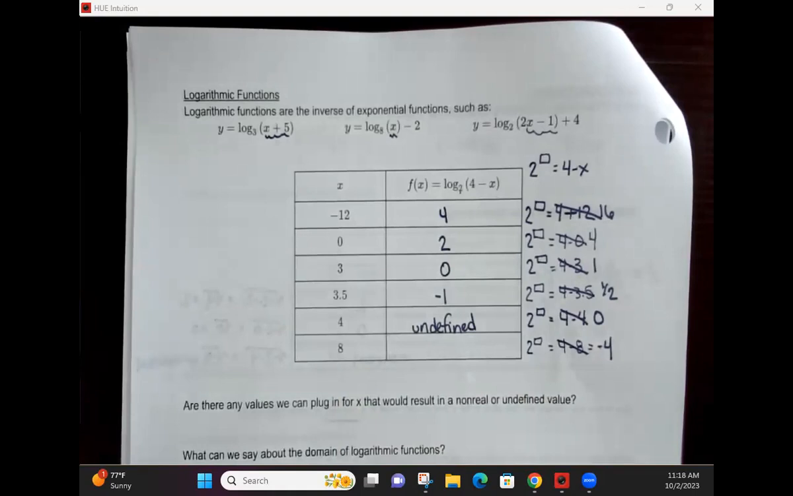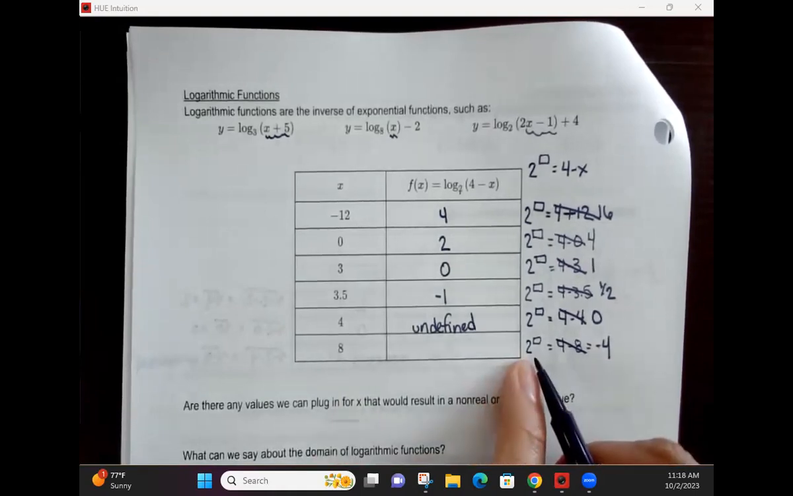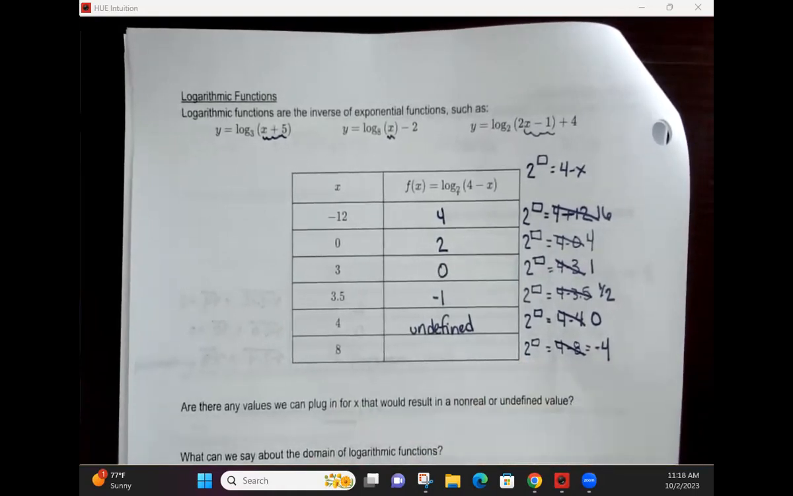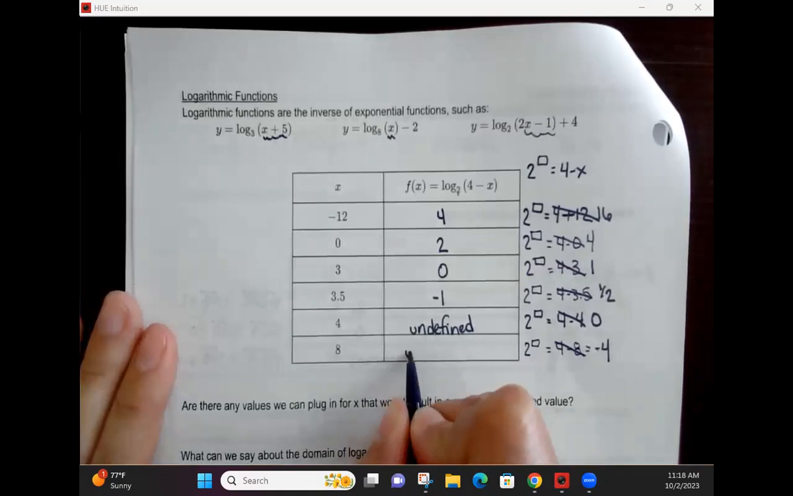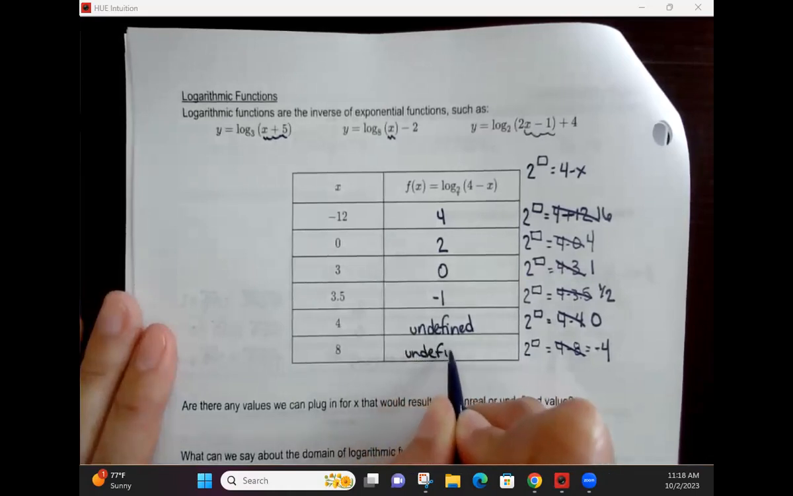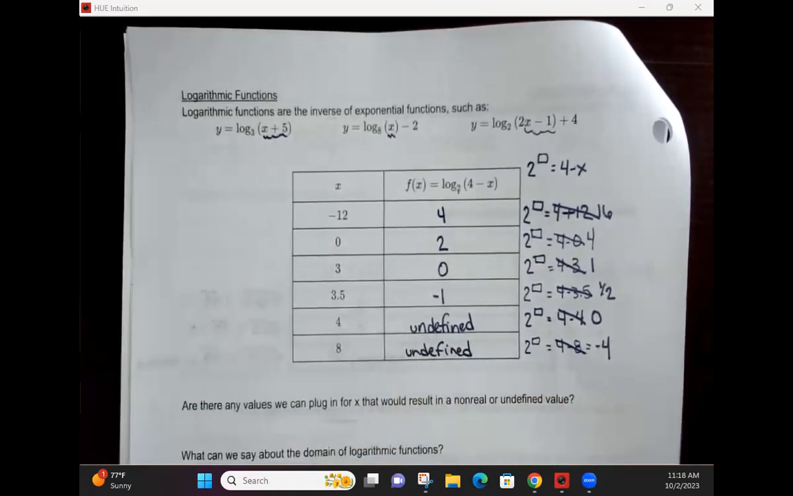Okay? How many times can I multiply a positive number by itself and get something negative? It's not going to work, right? I can't take a bunch of positive numbers and multiply to get something negative. This is also undefined. So for logs, again, there's not going to be one rule that fits every log function. Instead, what we're going to have to look at are excluding any values from the domain that would take 0 or a negative value in the argument.